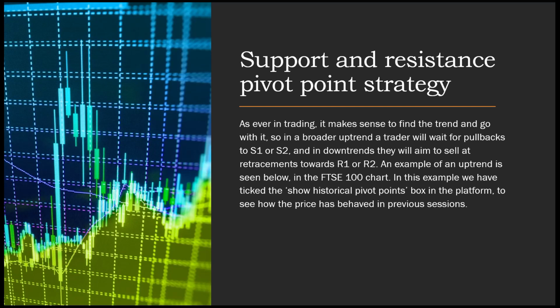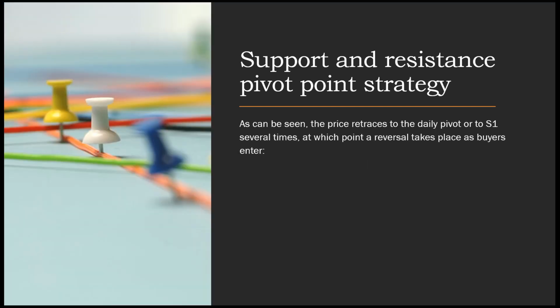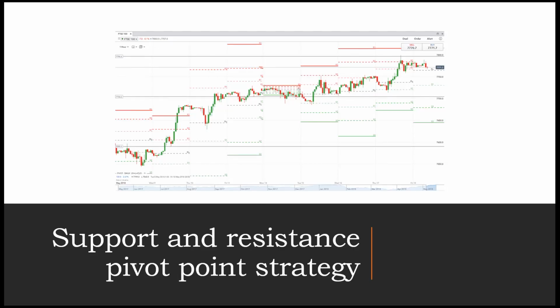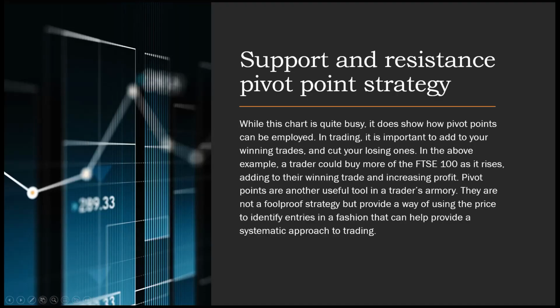As ever in trading, it makes sense to find the trend and go with it. But as you can see, price retraces to the daily pivot or the S1 several times, at which point a reversal takes place as buyers enter the market. Okay. So we can see all of this on our charts, and what's happened is as it falls below the pivot point and bounces off, it should be regaining its momentum to travel back up to the next resistance level.